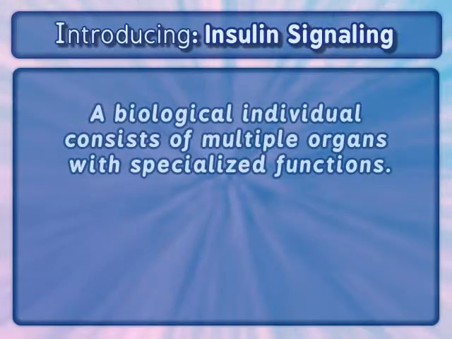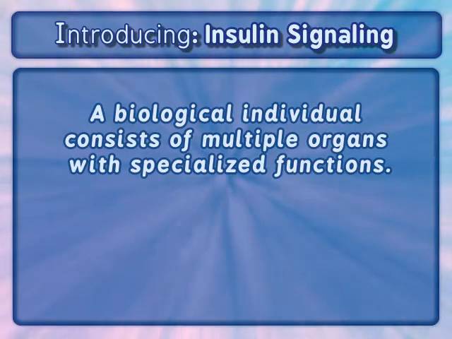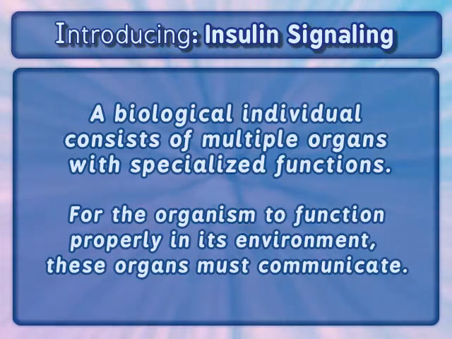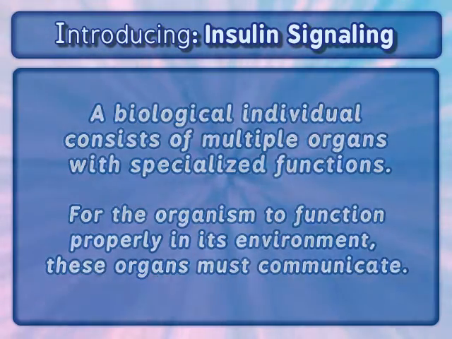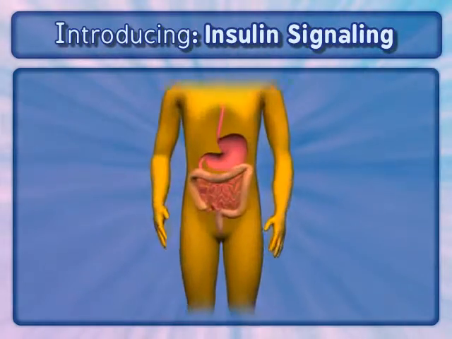A biological individual consists of multiple organs with specialized functions. For the organism to function properly in its environment, these organs must communicate. This communication often involves a signal sent from one location to another that instructs the second organ about the status of some cellular feature. Glucose is a good example.